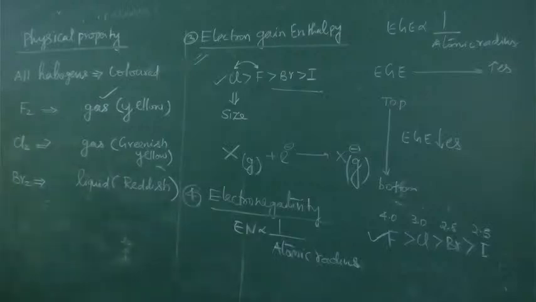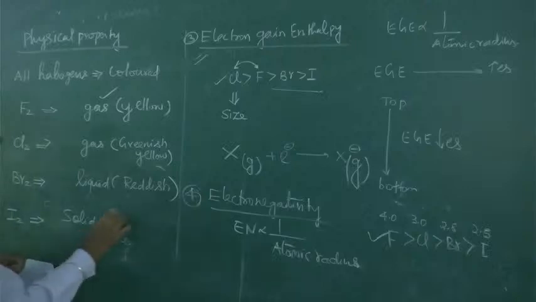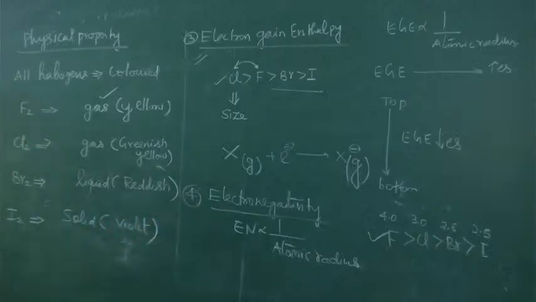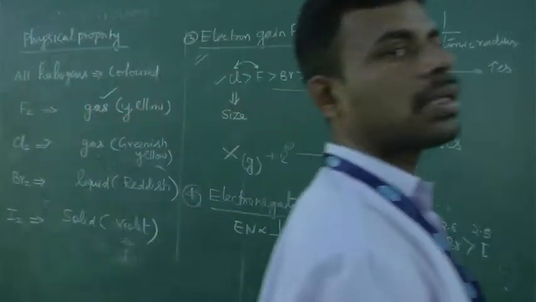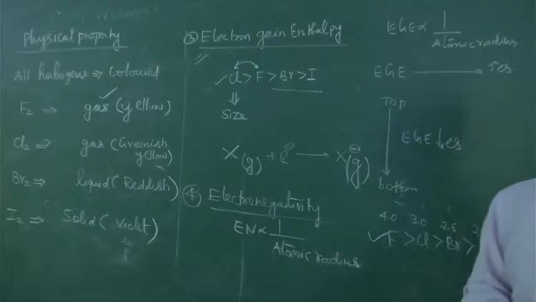Is it clear? Next, the last one, iodine. Iodine is going to be a solid. The color is going to be violet or brown. Is it clear? So these are the physical states. Fluorine and chlorine are going to be gases. Bromine is going to be a liquid. Iodine is going to be a solid.